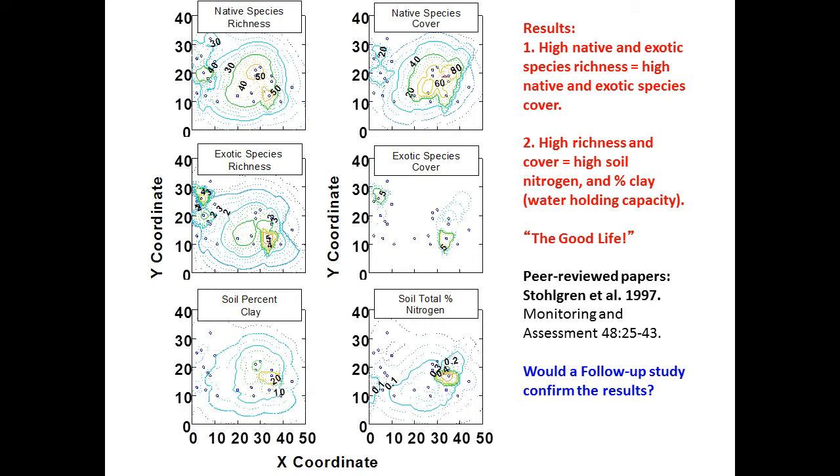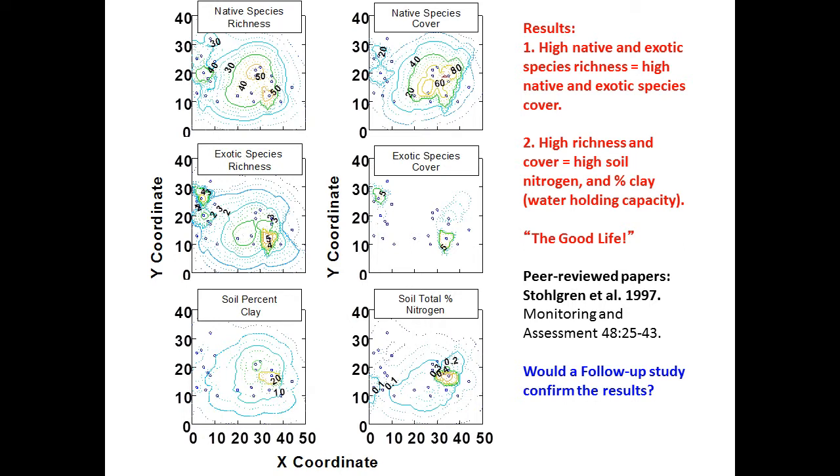What we found in this first little study was that high native species and high exotic species seemed to coalesce on the landscape. They were in the same spots, and high native species cover and high exotic species cover were in the same areas looking down over the meadow. So we had areas of high native species richness and high exotic species richness in the same areas. And the same thing was true of their cover.